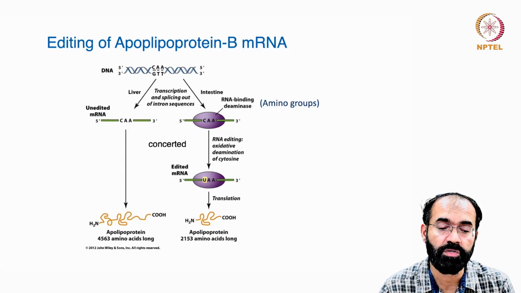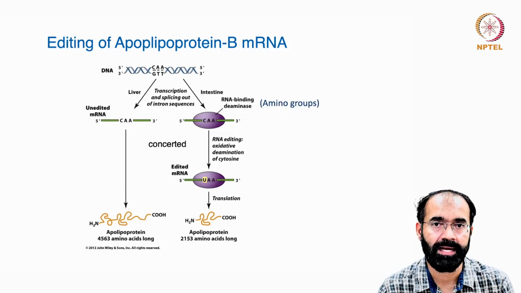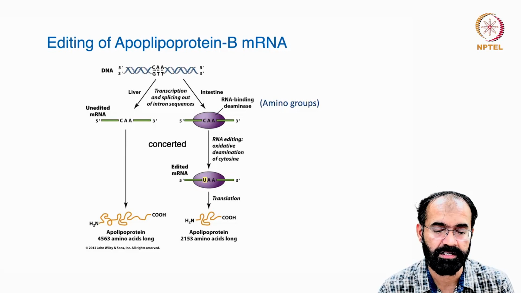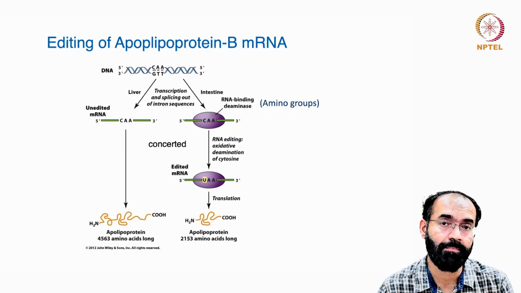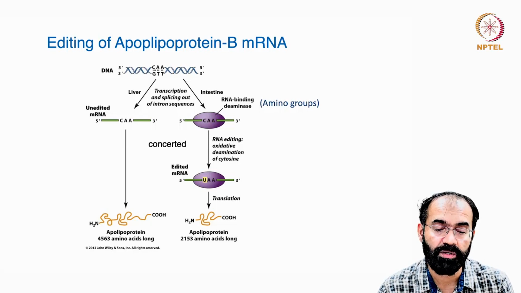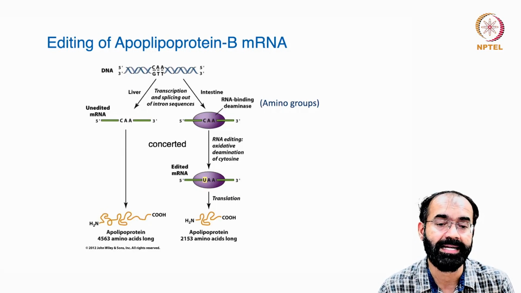Otherwise, the system should have had two different genes, which is extra load onto the genome, and you have to have two transcription machineries, etc. So here, effectively having one RNA editing enzyme can bring in the change through the same mRNA. But as long as this enzyme is available in the intestinal cell, it will never produce this 4563 amino acid long apolipoprotein-B. It will always produce 2153 amino acid long apolipoprotein-B, which is okay and sufficient and necessary from the intestine point of view.